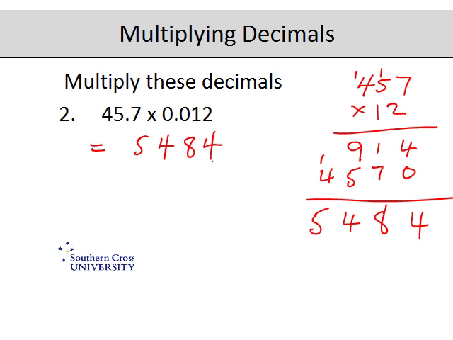Now we need to locate the decimal point. In here we have one number after the decimal point and then another 3, so 2, 3. So altogether 4 numbers after the decimal point in the question means we have to have 1, 2, 3, 4 in the answer. So that makes the decimal point there, and we need to put the 0 in for neatness.